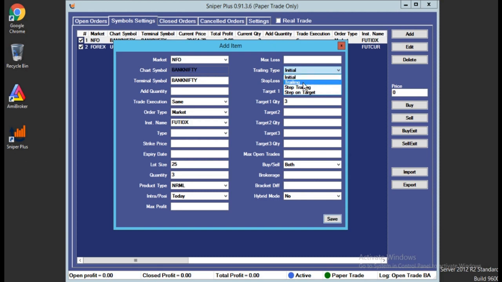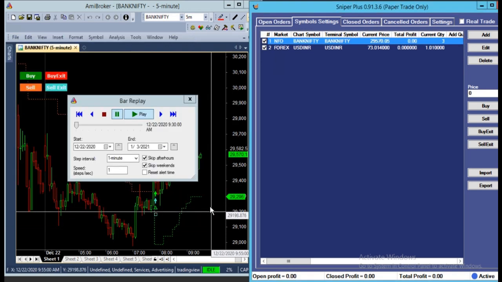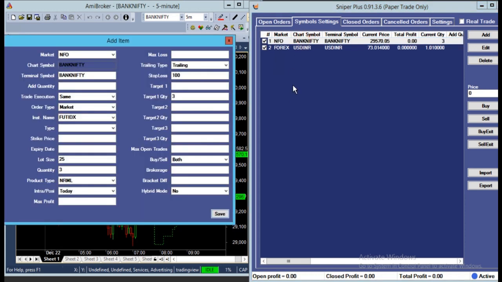The next one is trailing. In trailing type, when the price goes up, the stop loss also goes up. When the price comes down, the stop loss remains the same. Let the stop loss be the same and target 1 is 0, then save. Here the price is 29,570. For every 5 rupees the price moves up, the stop loss also moves up by 5 rupees. If the price moves up by 10 rupees, the stop loss also moves up by 10 rupees. But when the price comes down by 100 or 200, the stop loss will remain the same. It won't change.